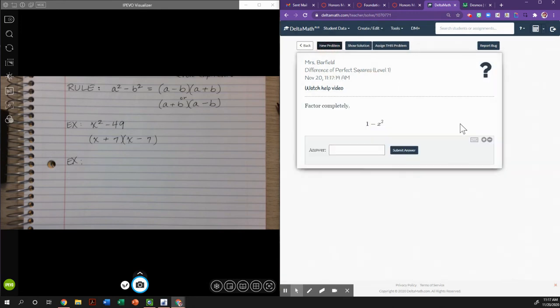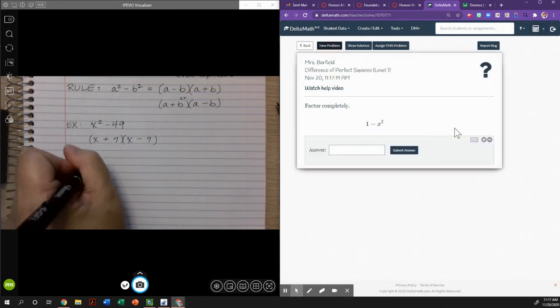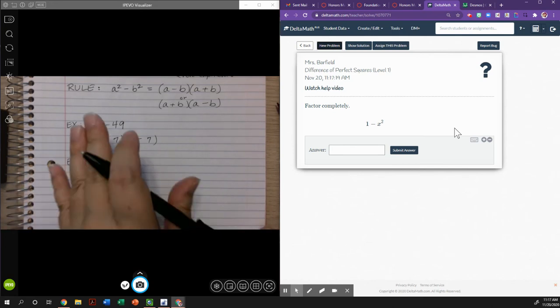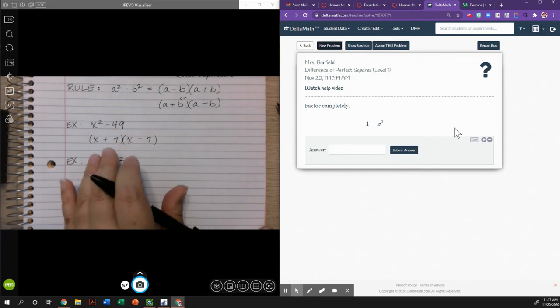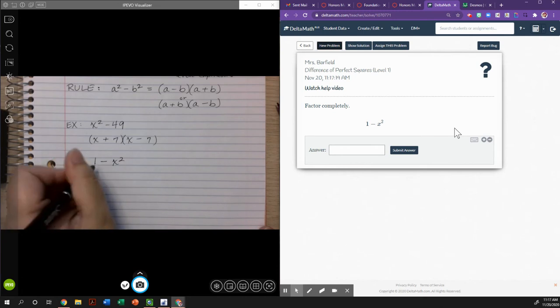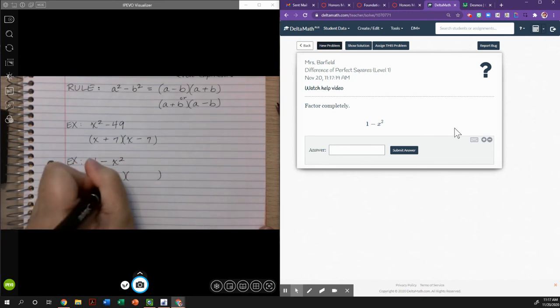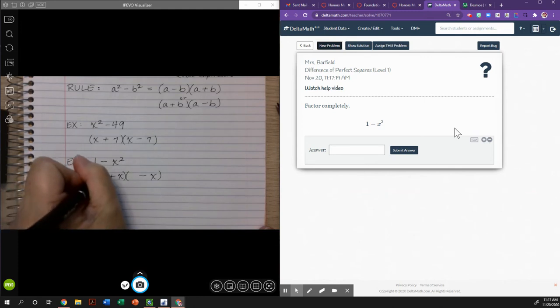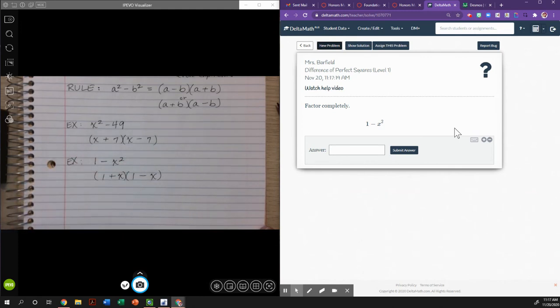All right, new problem. Okay, 1 minus x squared. So we can write the problem backwards. That's fine. Since the problem was written this way, I did x plus 7, x minus 7. If the problem is written 1 minus x squared, here's the great thing. There's still a plus and a minus. We're going to put the x here, and then the square root of 1 is 1. So there's my answer. Okay, so now if you're looking at this and you're thinking, oh, okay, great, Ms. Barfield, I'm cool with that, I know what to do, but how do I know I've done the problem right?